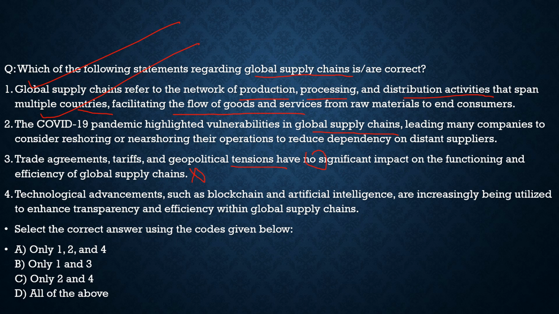Coming to statement 4, it says technological advancements such as blockchain and artificial intelligence are increasingly being utilized to enhance transparency and efficiency within global supply chain. Is 100% correct. So with respect to this question, the correct statements are statement 1, statement 2, and statement 4, and from the code given below, the correct code is option A. With this, let's move to another question and try to solve that.